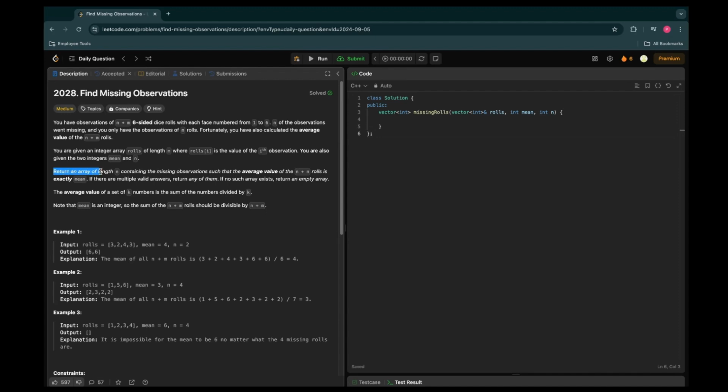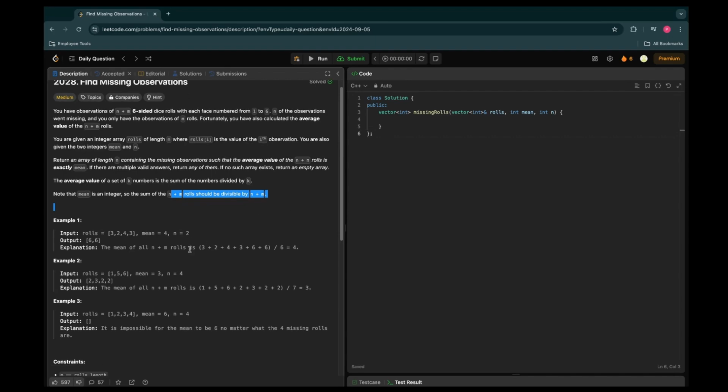And we need to return an array of length n containing the missing observations such that the average value of the n plus m rolls is exactly mean. If there are multiple valid answers, you can return any of them. But if no such array exists, then you should return an empty array. And what do we mean by an average? The average value of a set of k numbers is the sum of the numbers divided by k. Note that the mean is an integer, so the sum of the n plus m rolls should be divisible by n plus m.